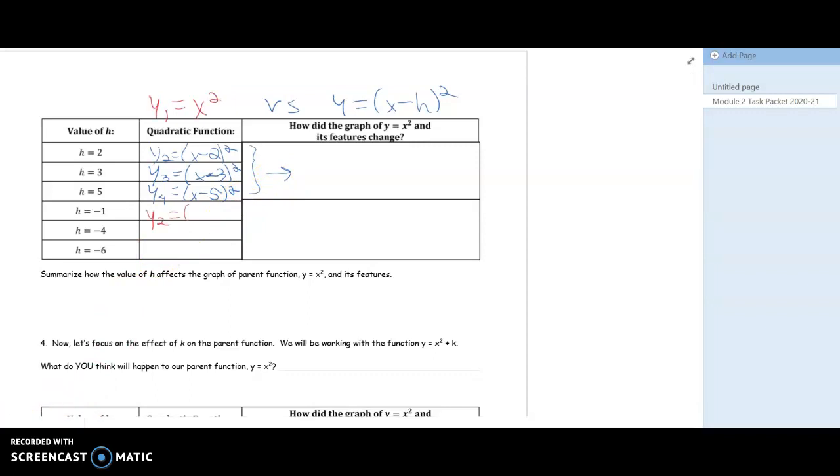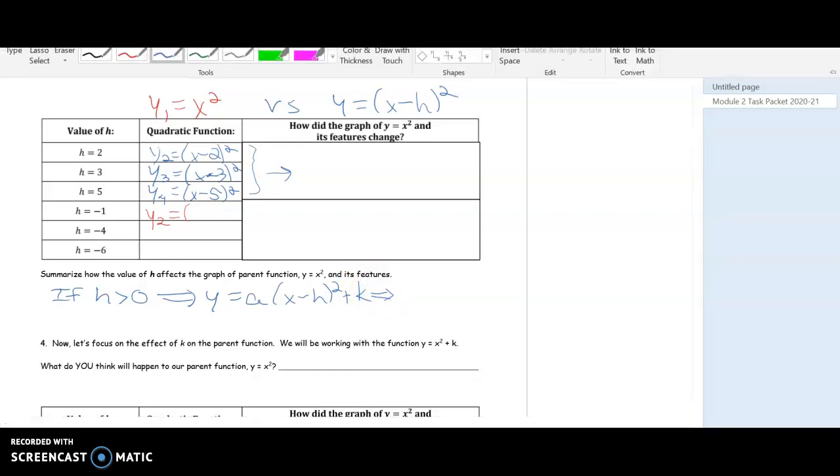Okay, you made some observations there when we put a positive h value there. So I might observe something like, if h is positive, I'm going to say if h is greater than 1, that implies that my vertex form of my parabola, a times (x minus h) squared plus k, if h is positive, what happened to your parent function?